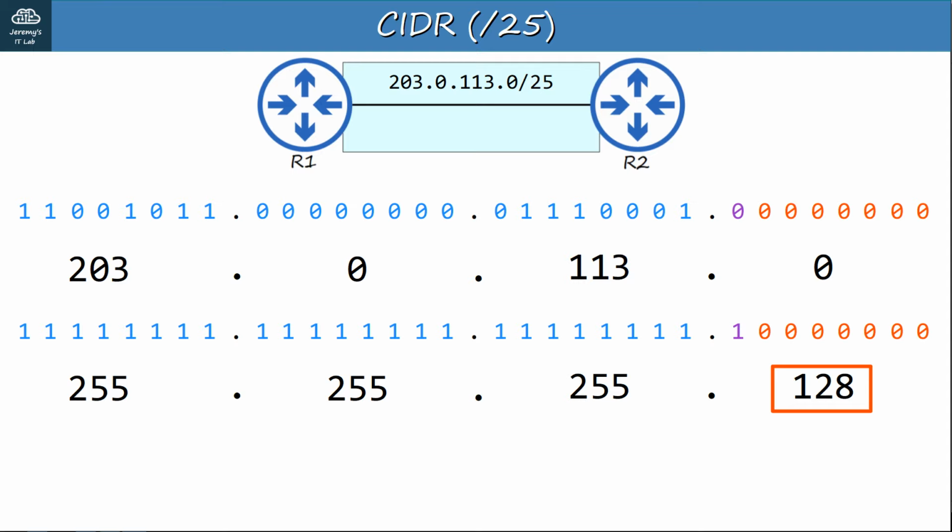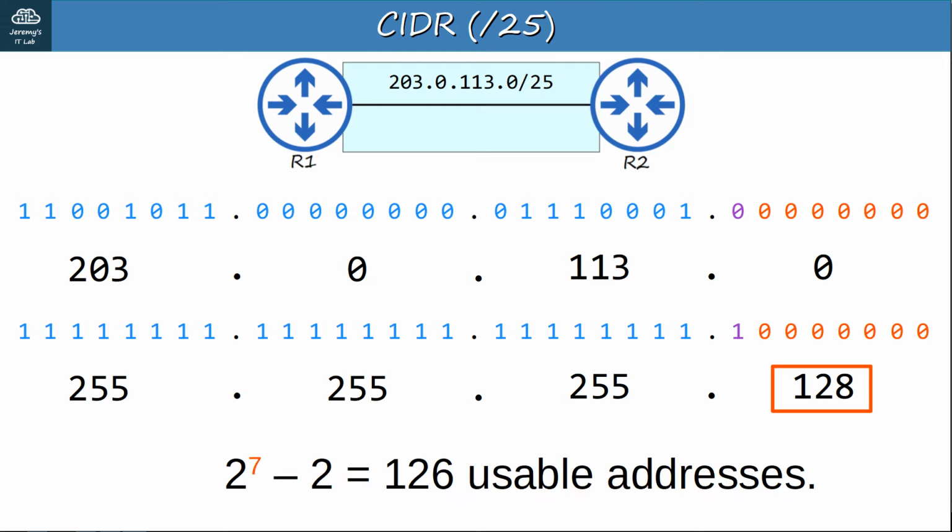Now, there are 7 bits in the host portion of the address, so the number of usable addresses is 2 to the power of 7 minus 2, which equals 126. Once again, we only need 2 addresses, one for R1 and one for R2, so we will be wasting 124 addresses. That's better than wasting 252 addresses with a /24 prefix length, but it's still wasteful.